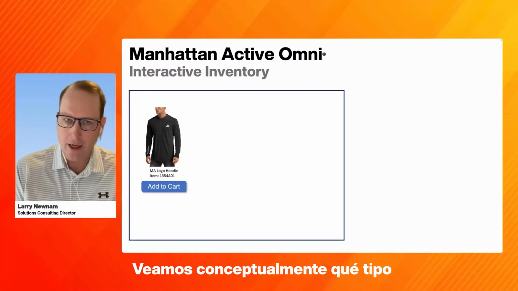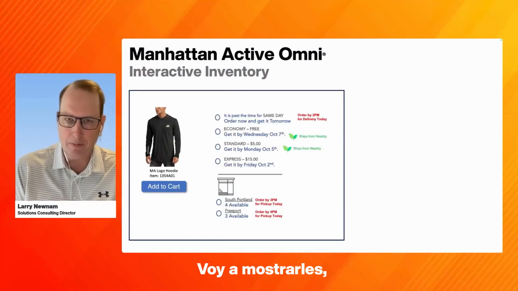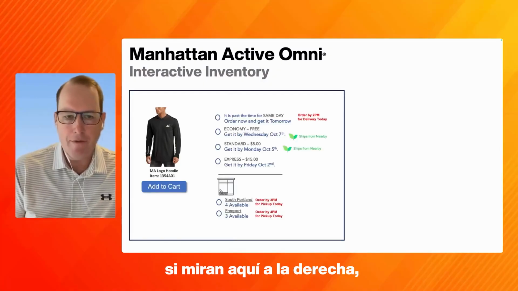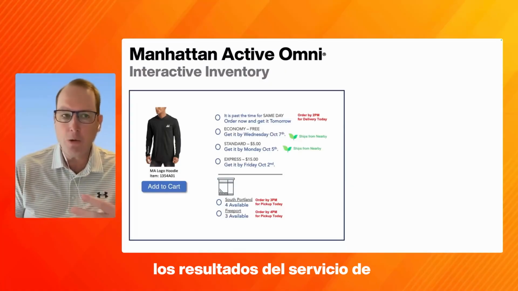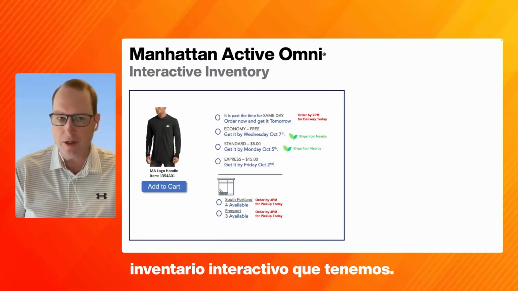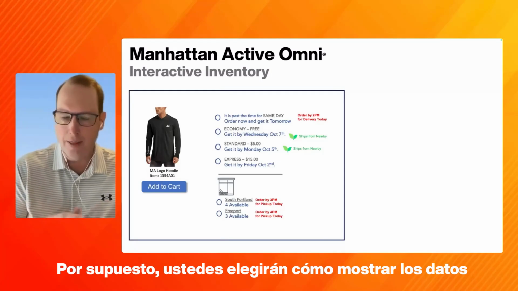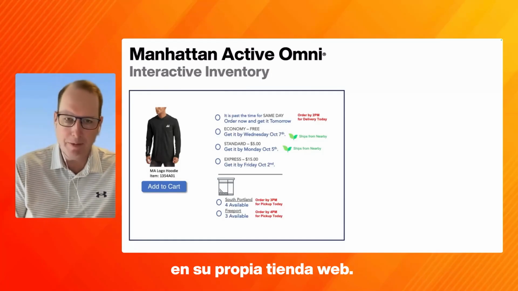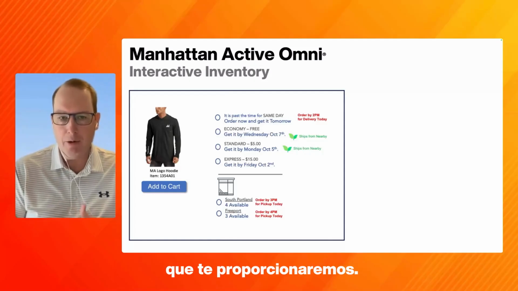So let's look at conceptually what kind of information we could provide. So I'm going to bring that in. If you look here on the right-hand side, this is the result of the interactive inventory service that we have. It's an API, right? So you will choose how to render the data on your own web store. That's up to you. Just focus on the kind of data that we will provide to you.